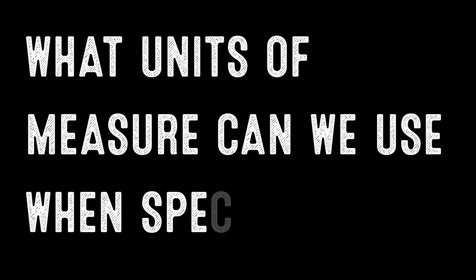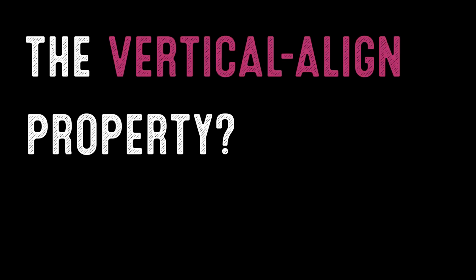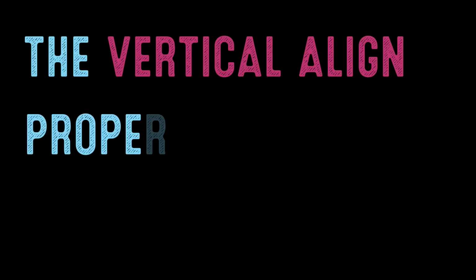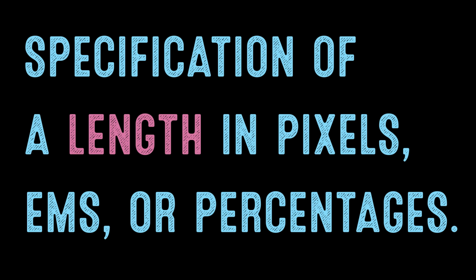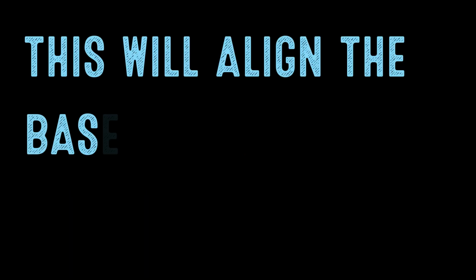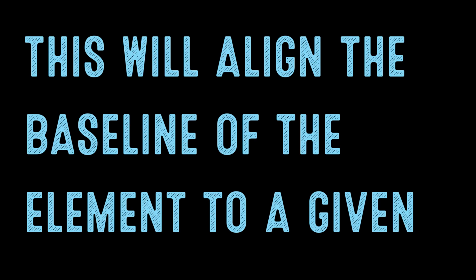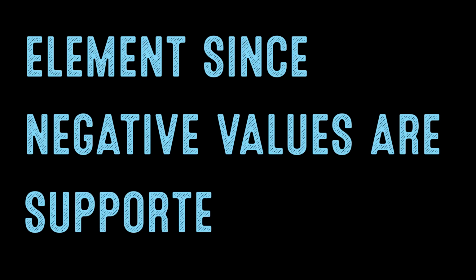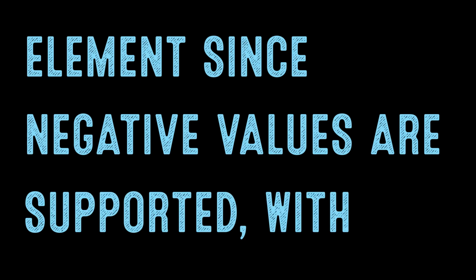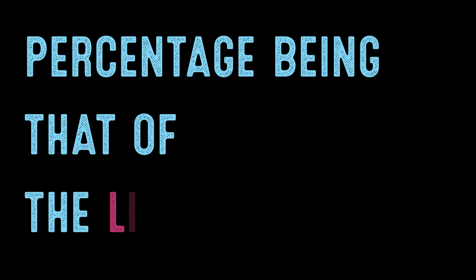What units of measure can we use when specifying the vertical align property? The vertical align property also supports the specification of a length in pixels, ems, or percentages. This will align the baseline of an element to a given length above or below the baseline of its parent element, since negative values are supported, with percentage being that of the line height.